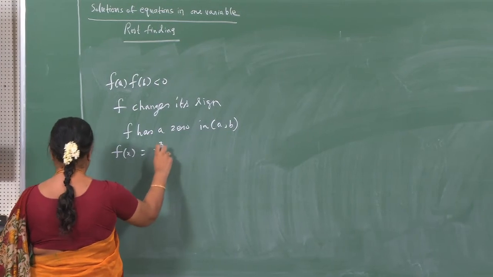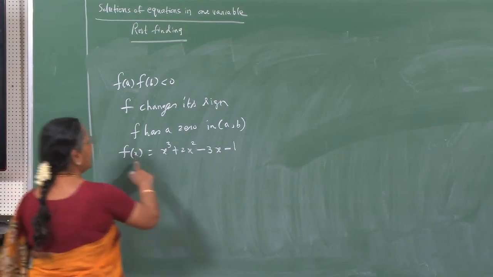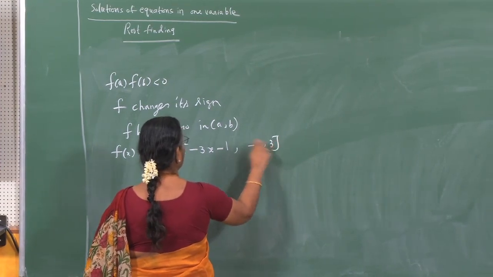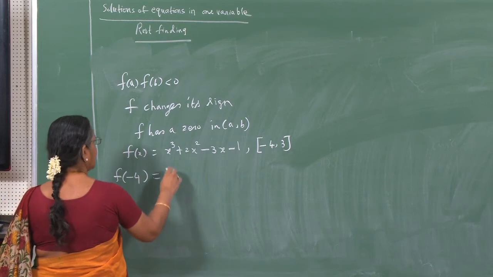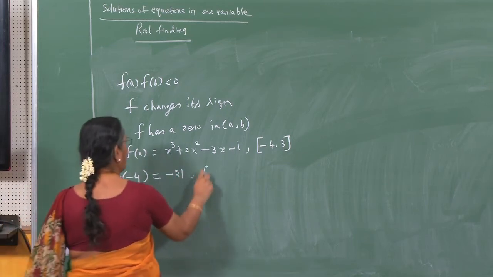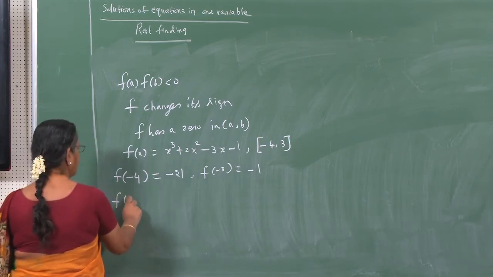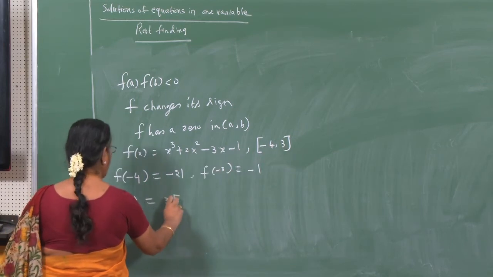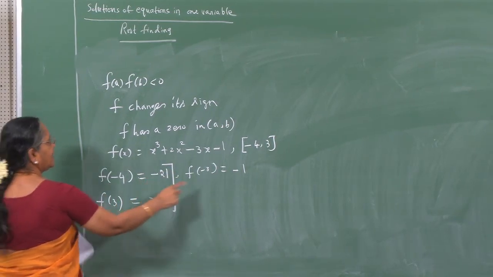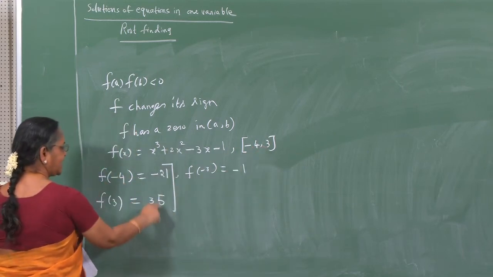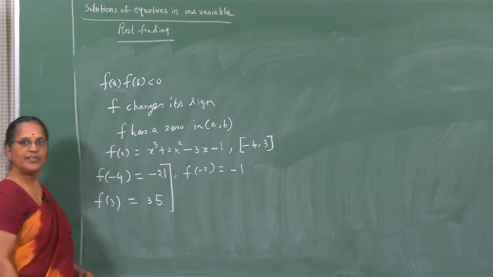Let us take the following example. Suppose f of x is x cubed plus 2x square minus 3x minus 1, and the function is defined in the interval minus 4 to 3. Let me evaluate f at minus 4, and that turns out to be minus 21, and f at minus 3 is minus 1, and f at 3, if I evaluate at the other end point, it turns out to be 35. So, I immediately conclude that f of a into f of b is negative. So, there is a root between minus 4 and 3 for this equation f of x is equal to 0.